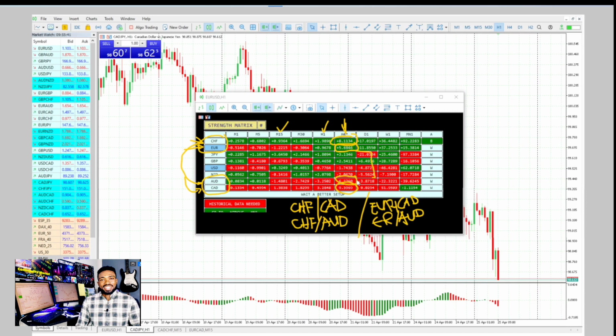Have you realized why we don't trade any of these guys in the middle? Do you know why? Because they are not strong and they are not weak. They don't have good patterns, like they can move upwards and downwards as if they are ranging, as if they are trending, because they are neither strong nor weak. Those are the guys in the middle.